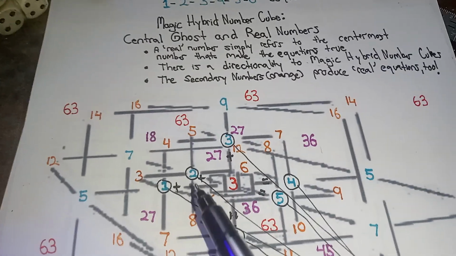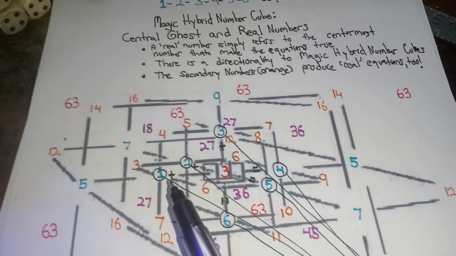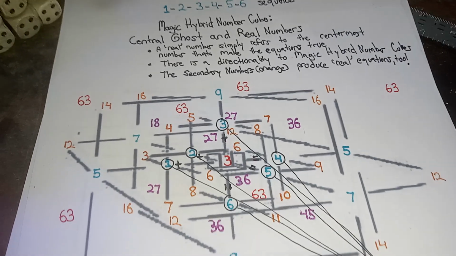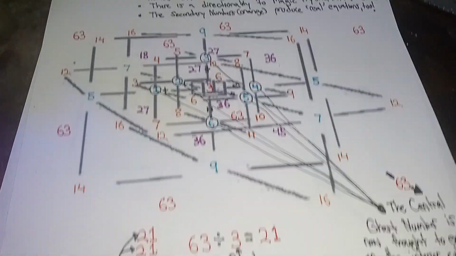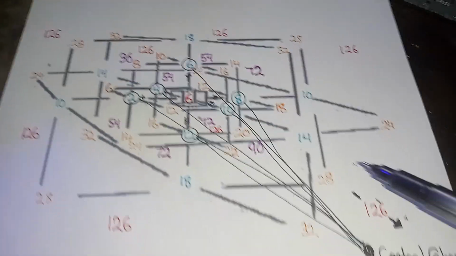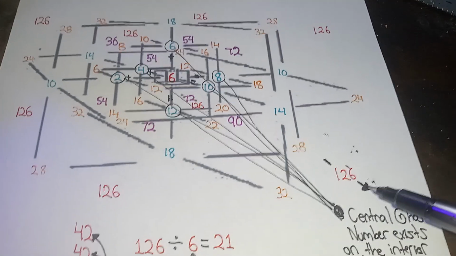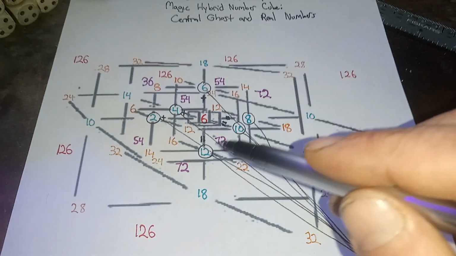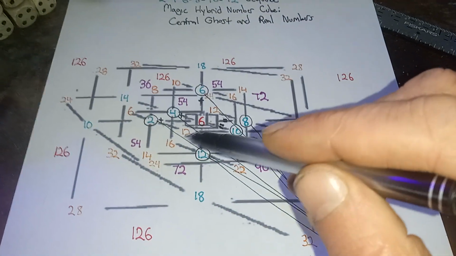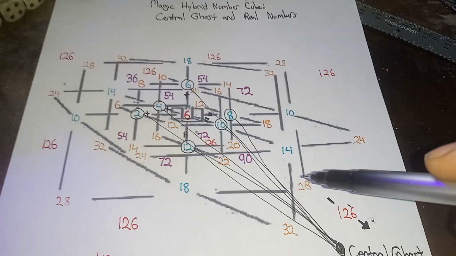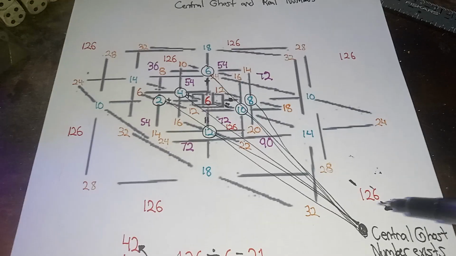And there's the directionality. I put plus and equals to give the directionality of these equations. And here's 2, 4, 6, 8, 10, and 12 in the magic hybrid number cube. And there's the output vector. It's a combination of the directionality of all these equations, including all the secondary number equations that verge onto this corner. Gives a single output.